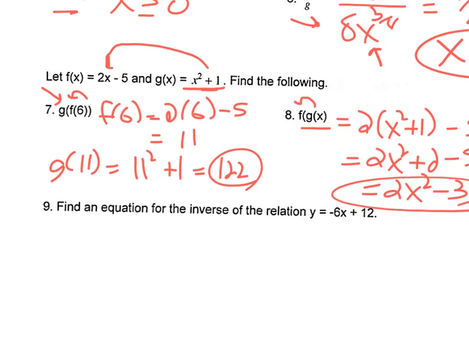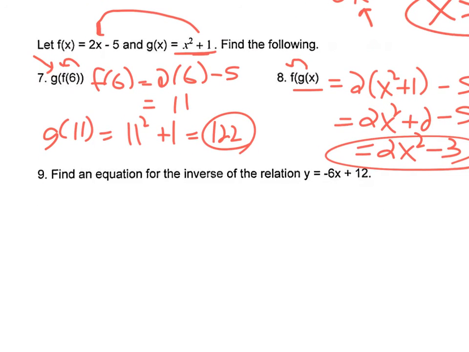Number 9 says find the equation of the inverse. Remember inverse, take your x and y's and switch them, and then get y by itself. So I'm going to switch the x and y's first, just like that.